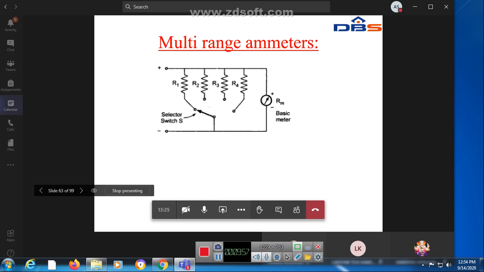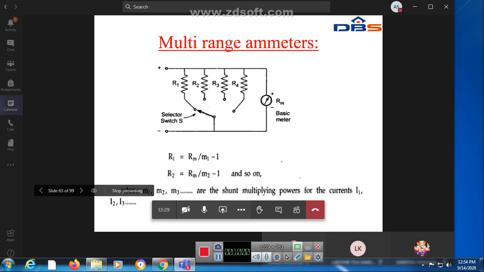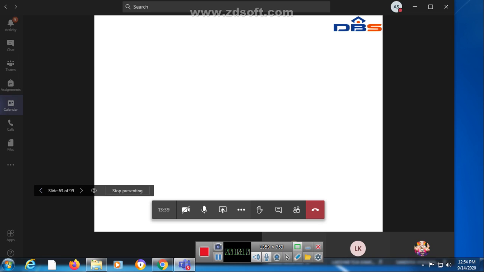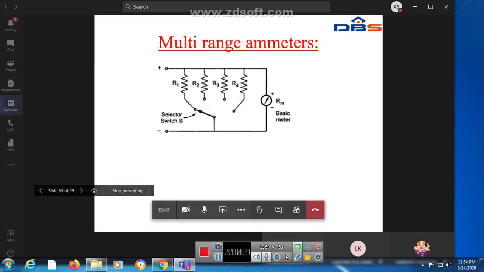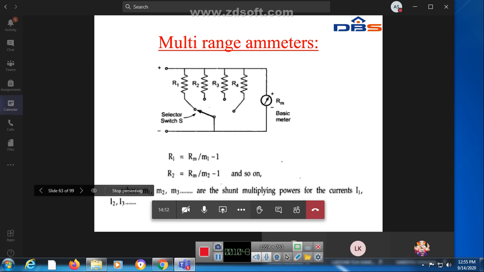If you have to extend to very high values, you need multi-range ammeters. In the previous diagram you connected one shunt resistor, but here you connect more than one resistor, and that is called a multi-range ammeter. Here you take four resistors, R1, R2, R3 and R4, all connected in parallel with the ammeter at a time, and you connect a selector switch.